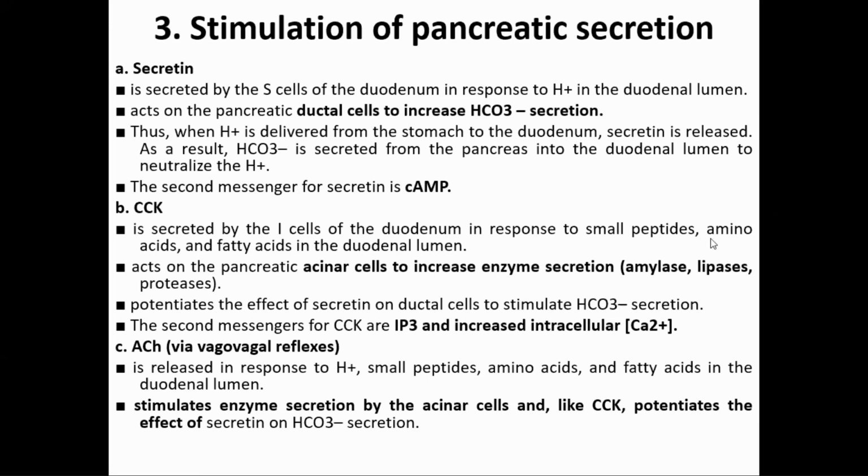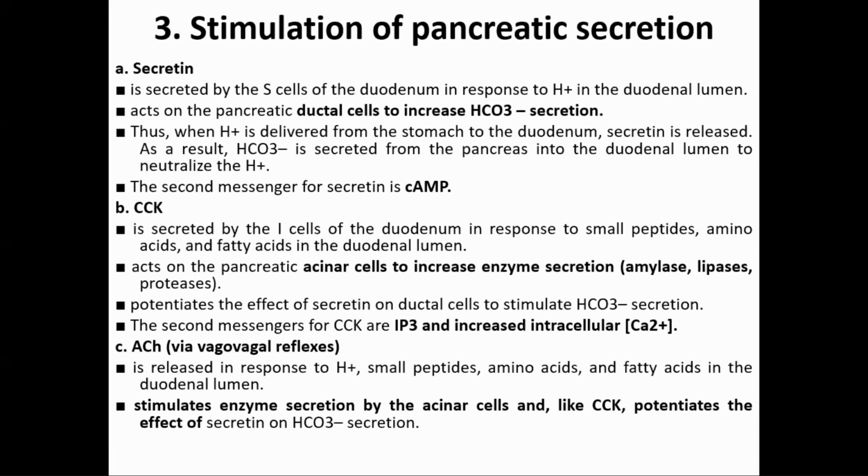Not only are peptides and amino acids present, but fatty acids are also present in the second part of the duodenum. And for proper digestion and absorption of fat, there must be secretion from the liver and gallbladder. So cholecystokinin not only activates the enzymatic secretion from the pancreas, but it also causes the contraction of the gallbladder, so that the gallbladder releases bile into the second part of the duodenum. So cholecystokinin is secreted by the I cells of the duodenum in response to small peptides, amino acids, and fatty acids.